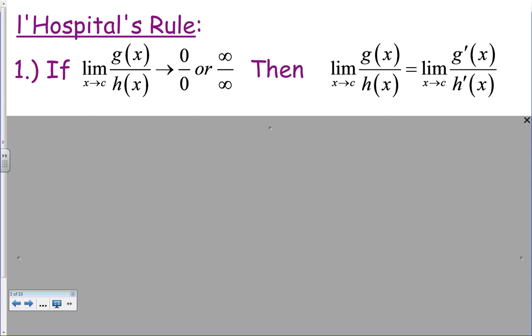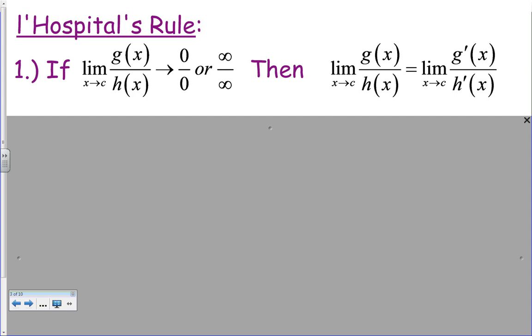It says for L'Hopital's Rule, that's how you pronounce it again, L'Hopital. It says that if the limit as x goes to c of g of x divided by h of x is approaching either 0 over 0 or infinity over infinity. And by the way, if there's a negative in there, if it's negative infinity divided by infinity, it's still going to this indeterminate form. You can throw a plus or minus in there, and the result is still the same.